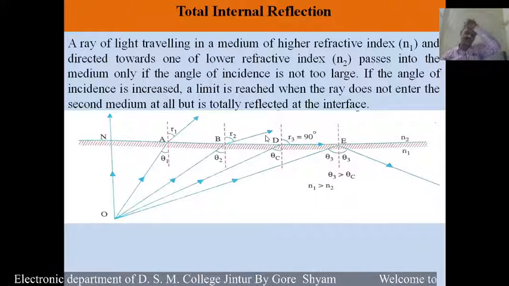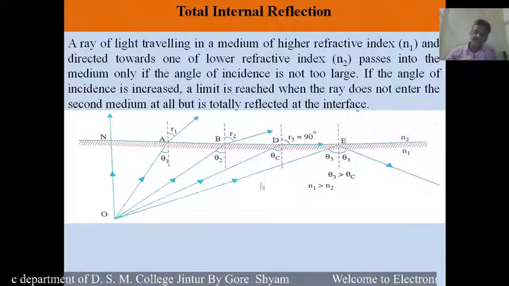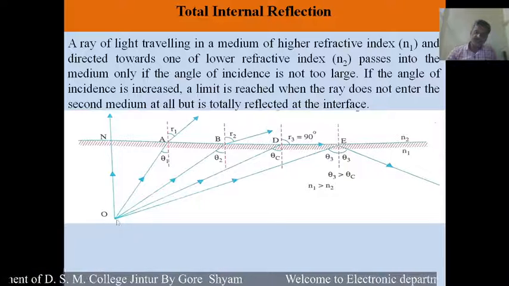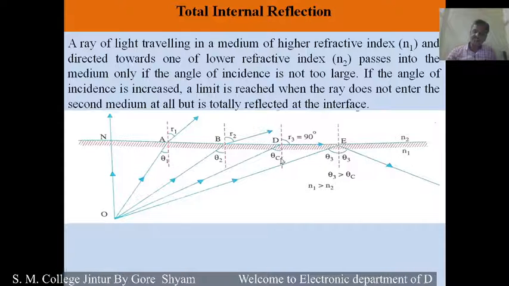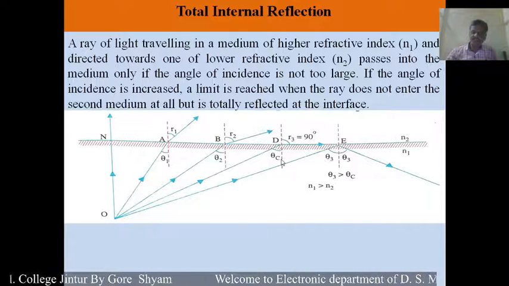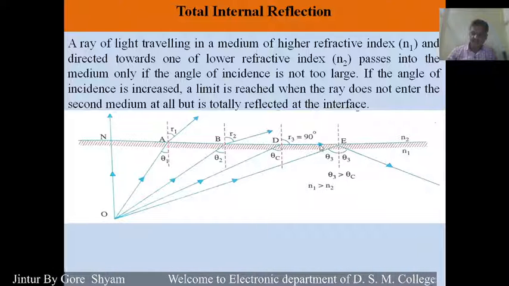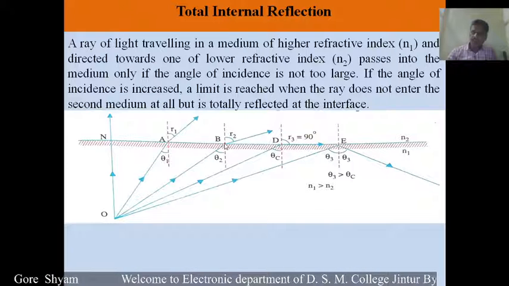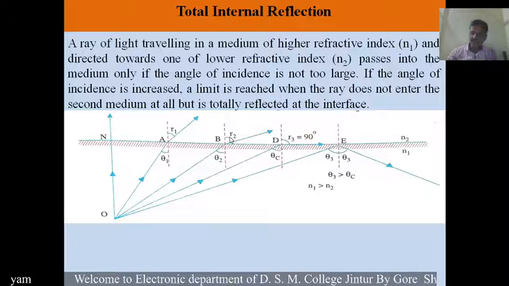Similarly, if we again increase the angle of incidence for the ray OD, suppose the angle of incidence is equal to theta c, which is greater than theta 2, then the refracted light is again bent. And this angle, that is R3, is greater than R2.